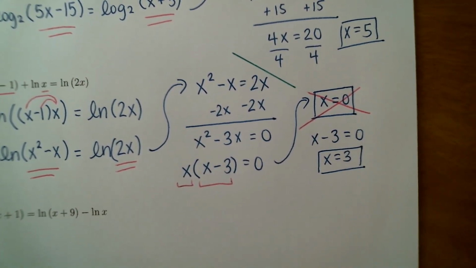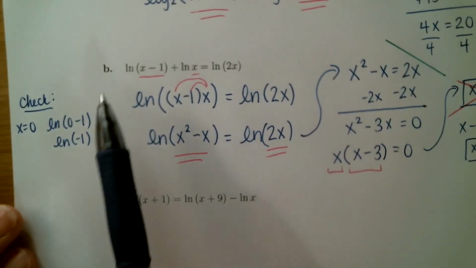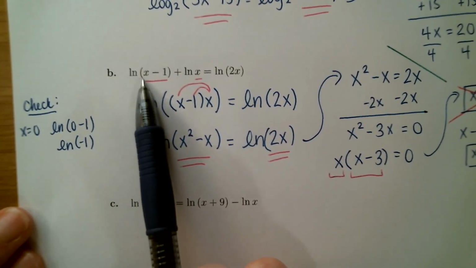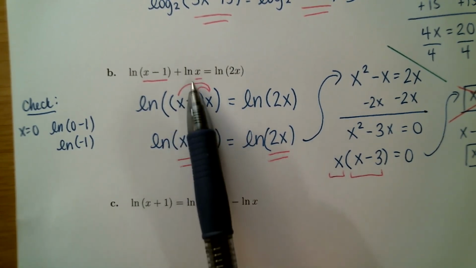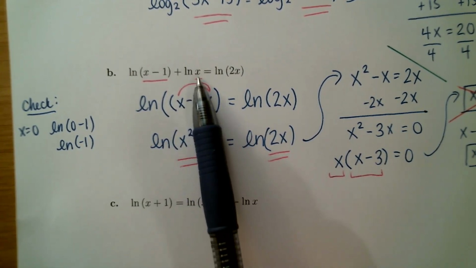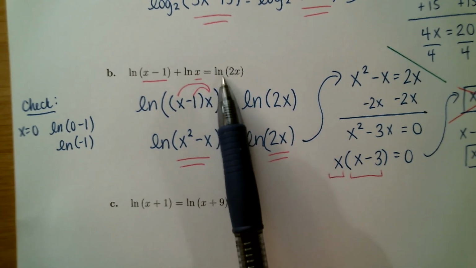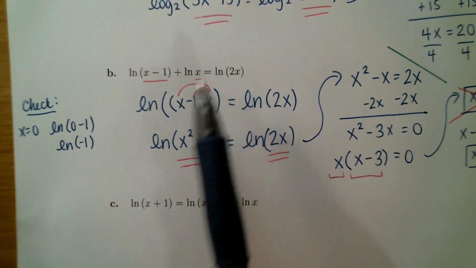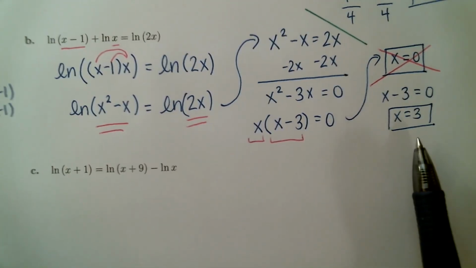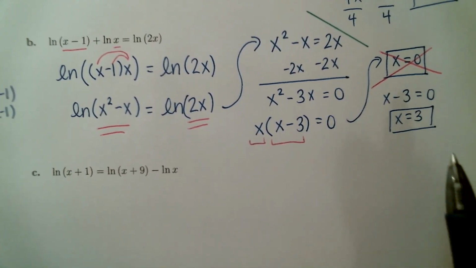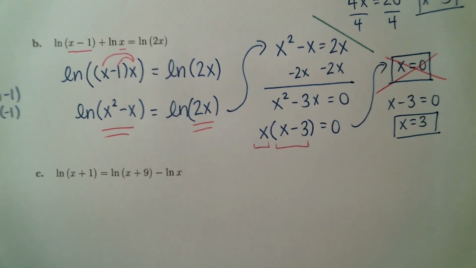All right, let's check the 3. If I plug in 3, I'm going to get the natural log of 3 minus 1. That's the natural log of 2. That's good. It's going to be a decimal. Doesn't matter. I'm taking the logarithm of something positive. Plug it in here. Natural log of 3. That's okay. And then here, natural log of 2 times 3. That's going to be the natural log of 6. That is okay. So in this case, for this example, 3 is going to be your only solution.